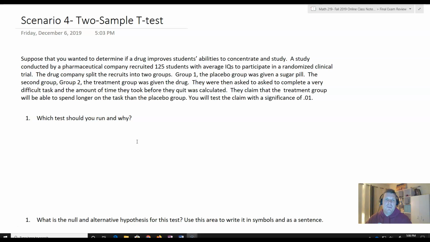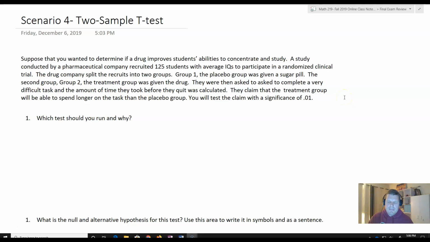The drug company split the recruits into two groups. Group 1, the placebo group, was given a sugar pill. The second group, Group 2, the treatment group, was given the drug. They were then asked to complete a very difficult task, and the amount of time they took before they quit was calculated. They claim that the treatment group will be able to spend longer on the task than the placebo group. You will test the claim with a significance of 0.01.